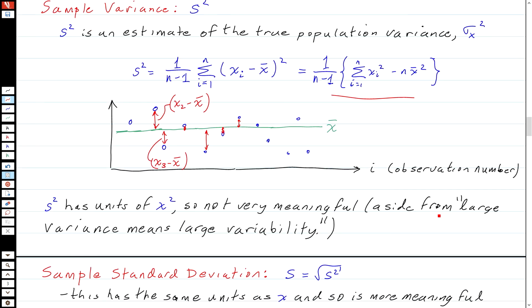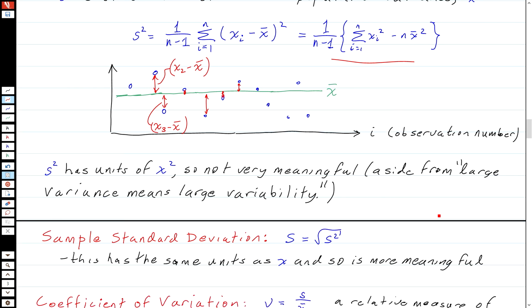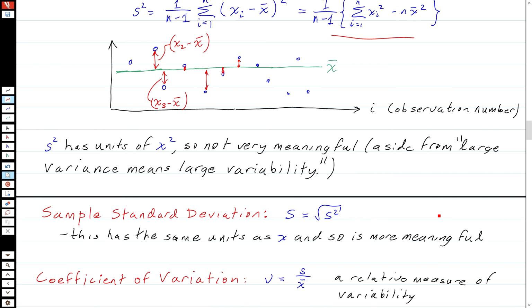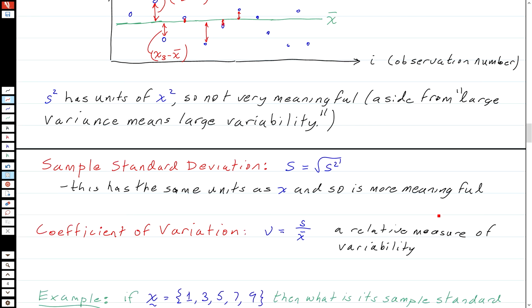Okay, S squared itself has units of x squared. So if I say that the sample variance is 10, it doesn't really give you a good sense of what's going on. So it's more meaningful to take the square root of that and find the sample standard deviation. S is equal to the square root of S squared. This has the same units as x, and so is more meaningful. If I say that sample standard deviation s is equal to 3, then you know that most of our observations are between x bar plus or minus 3, in whatever units x is in.